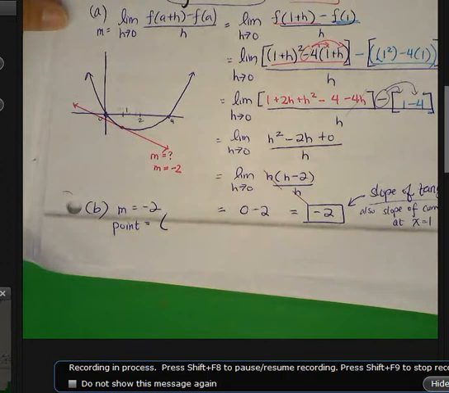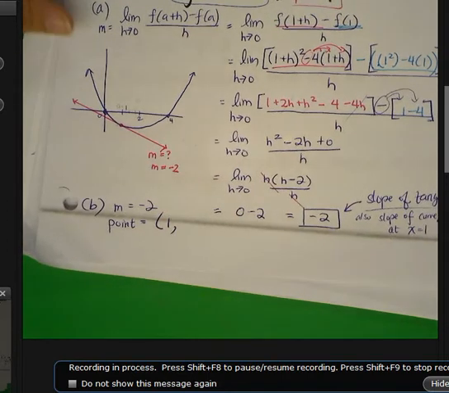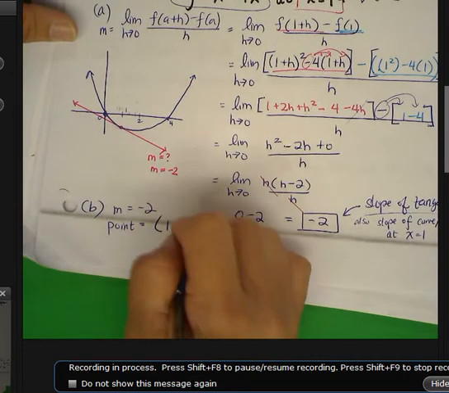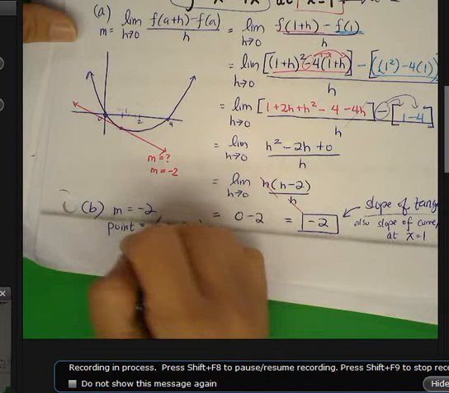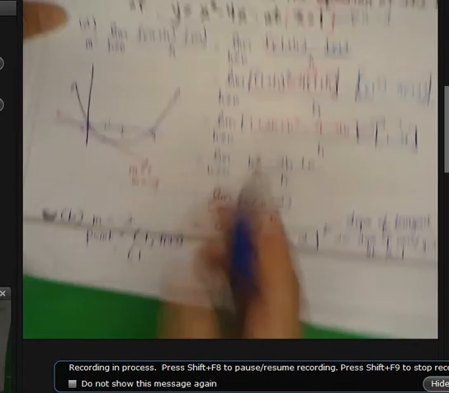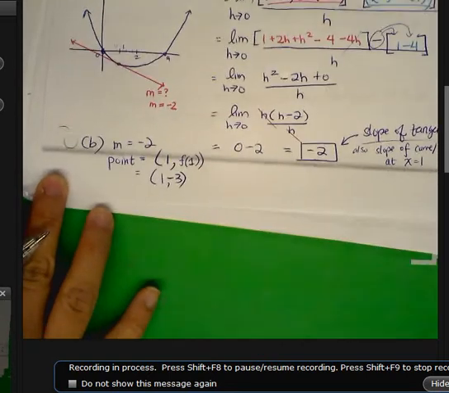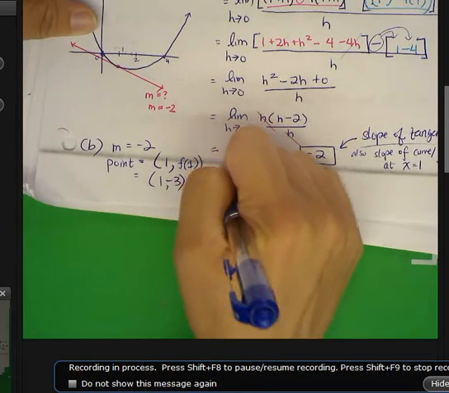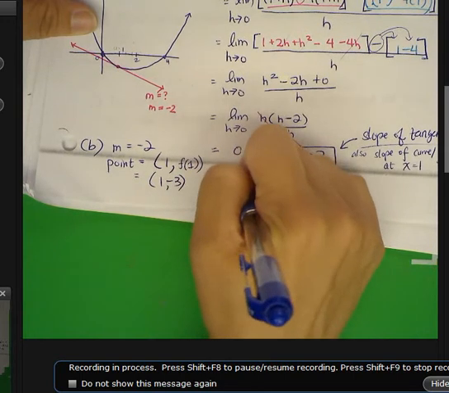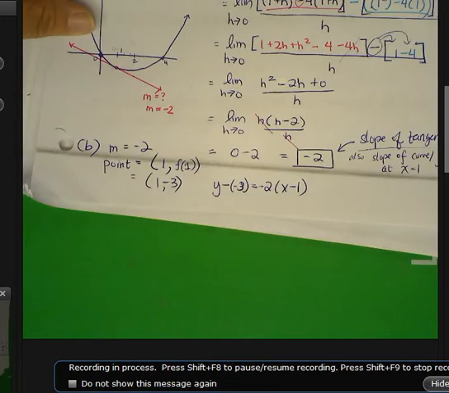Okay, well our point is (1, f(1)), so what's f of 1? F of 1 is going to be 1 squared minus 4, right? So it's negative 3. If you have a point and a slope, isn't that easy? We just do y minus negative 3 equals the slope times x minus 1. And you can leave it like that.